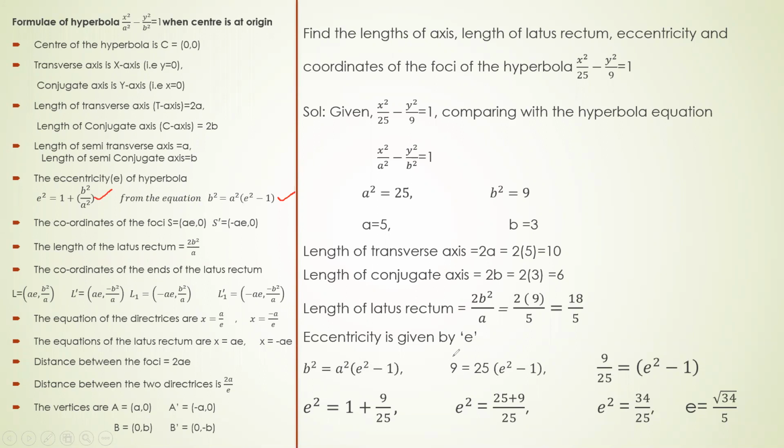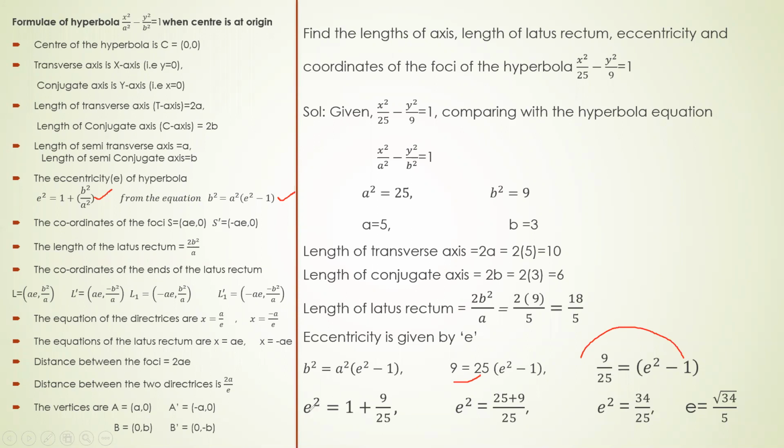So b square value is 9. A square value is 25. So e square minus 1. So 25, if we take it to the other side, here it is multiplication, when it goes to the other side, it will be divided by. It is now e square minus 1. Now 1, if we take it to the other side, it will become plus 1, because minus 1 is there. So it will be 1 plus 9 divided by 25. Here it will be e square.